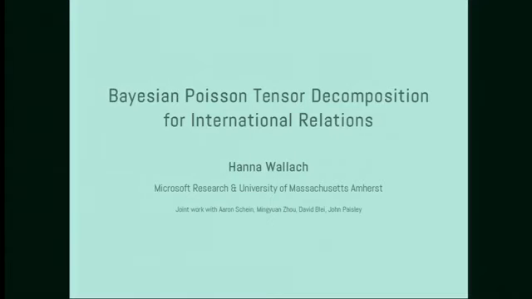I'm Hannah. I'm a senior researcher at Microsoft and an adjunct associate professor at UMass Amherst. And today I'm going to be talking about two new Poisson Tensor Decomposition models for analyzing large-scale event data sets. Specifically, these models are going to take a whole bunch of country-to-country interaction data, and they're going to learn some kind of underlying latent structure that connects these interactions. And this is joint work with my awesome collaborators who are listed here on this slide.